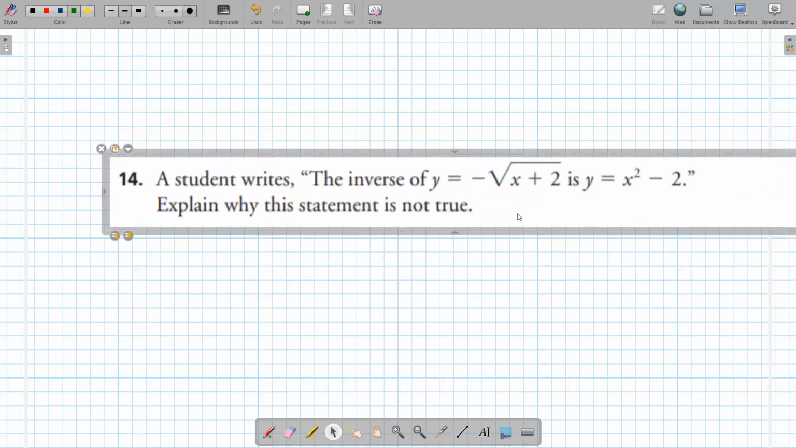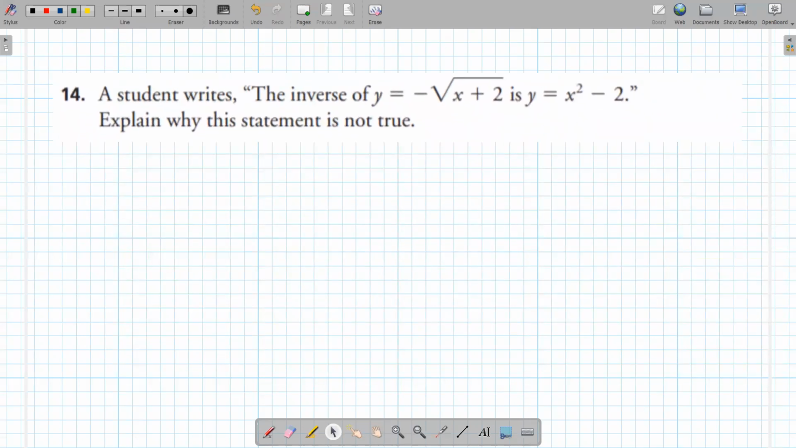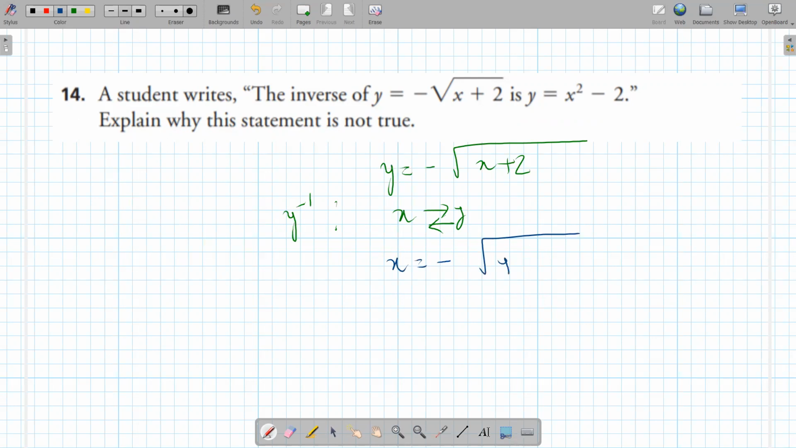All right, let's talk about inverses. To find the inverse, you just swap the x and the y value. This is the function they've given us. Let's find the inverse, which is y inverse. To find y inverse, x becomes y and y becomes x. So here, this is going to become x equals minus square root of y plus 2. And you see this y in here? This new y is y inverse, so you need to solve for this new y.